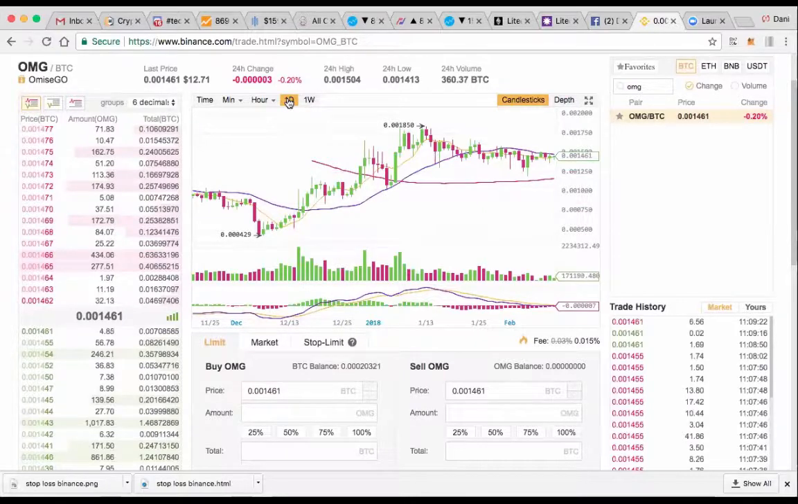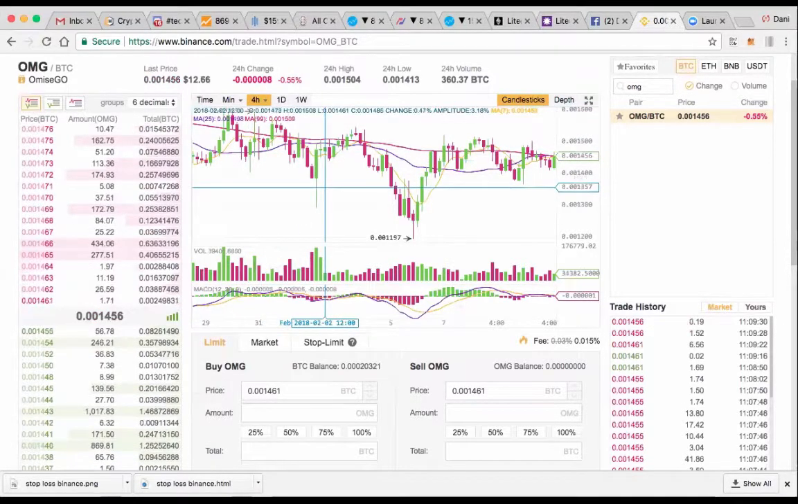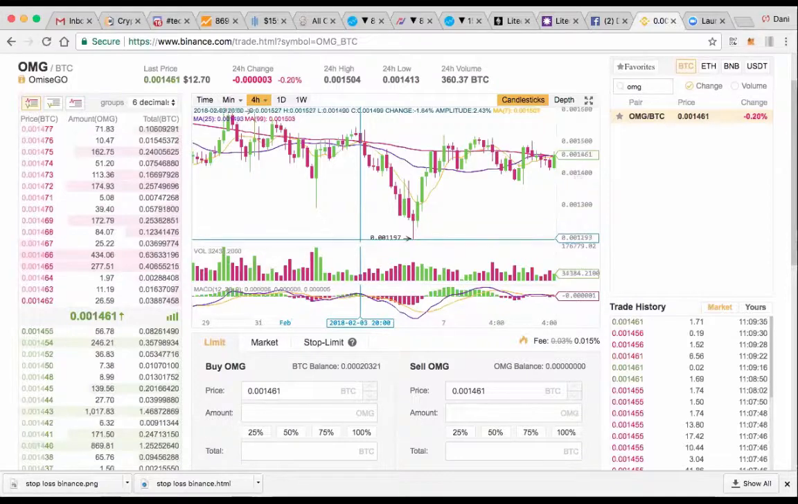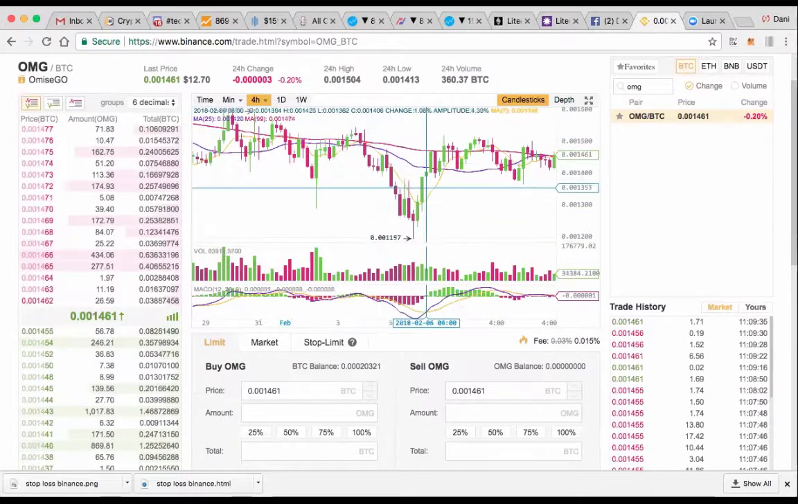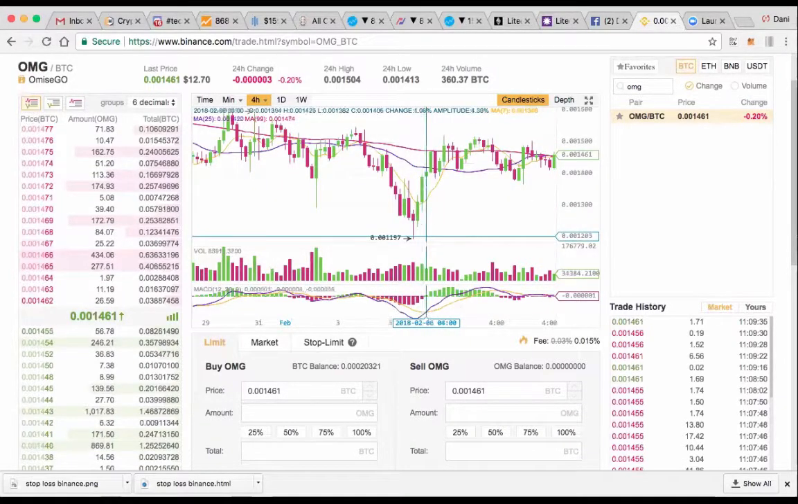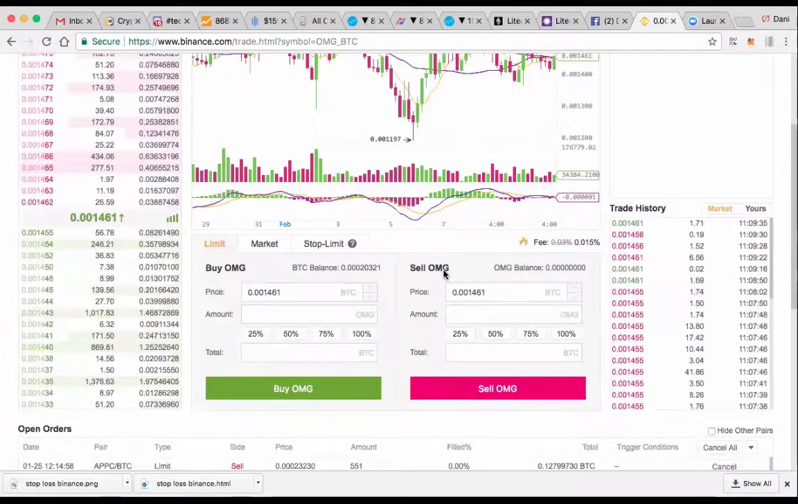If I want to go to a different time frame, I click on the hourly. I can go to the 4-hour time frame. I can go down to the minutes if I want. And look at OmiseGO, it had a nice dip there. Would have been a good time to scoop some up. Oh, when was that? A couple weeks ago, probably. About the same time, a couple days ago, Bitcoin had its low. So that makes sense. Then down here, I have my buy and my sell.